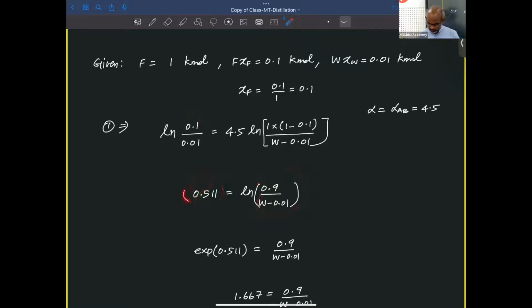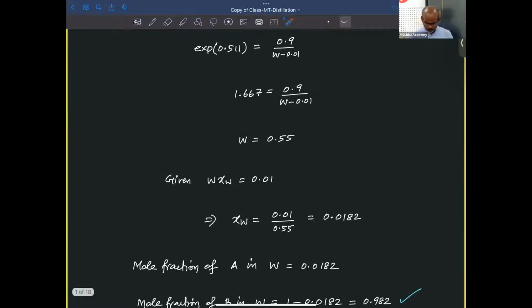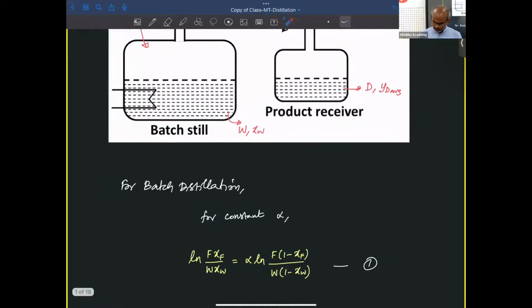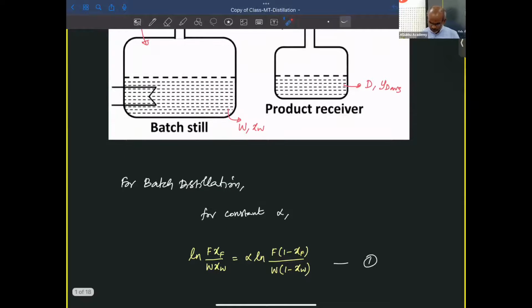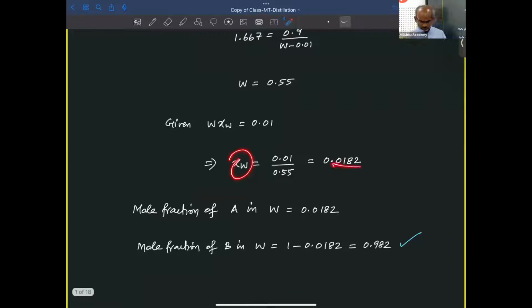You can take exponential on both sides, and by that way, you'll be having this value of W. And what is asked is the composition of B in the still at the end. So W is available and WXW is initially given. So from that XW is coming, and this XW is nothing but mole fraction of A in the still. And what is that of B? B is 1 minus of that. So the answer is 0.982.